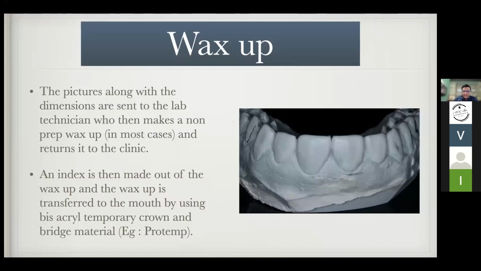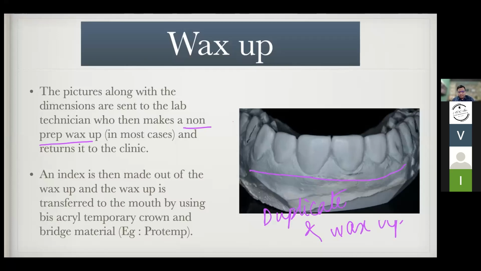And you ask them to give you a non-prep wax up. Now it is returned to the clinic. It will be something like that. Ask the lab always to duplicate the cast. Duplicate and wax up. So they will duplicate the cast, wax it up, send it to you.